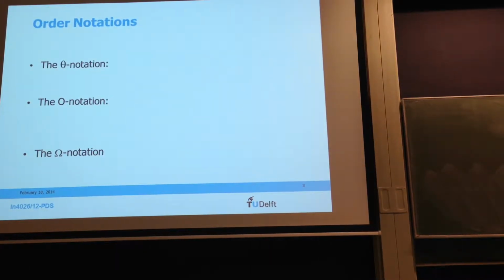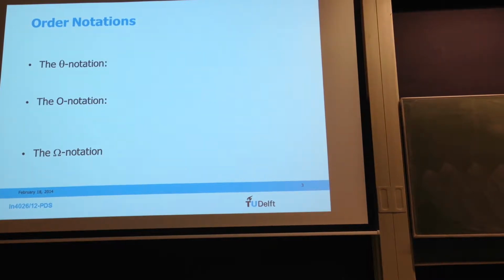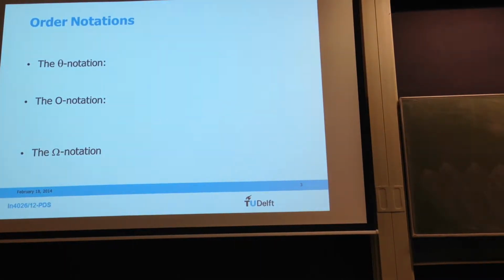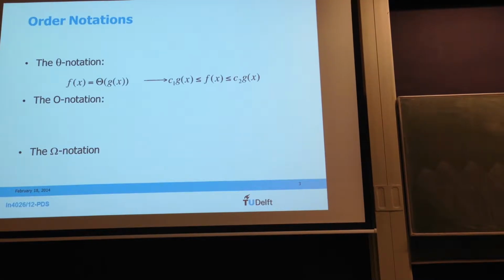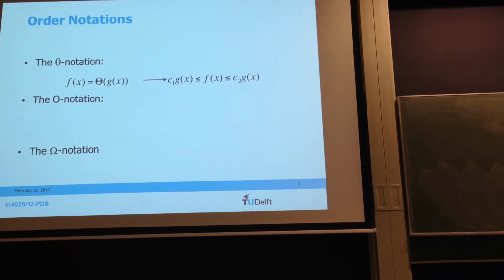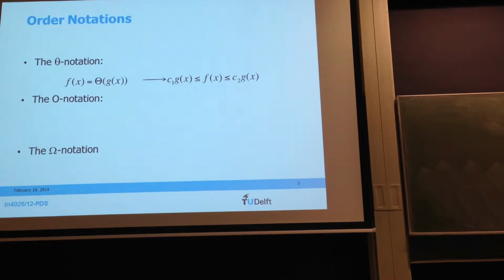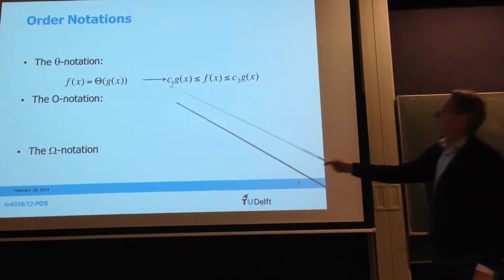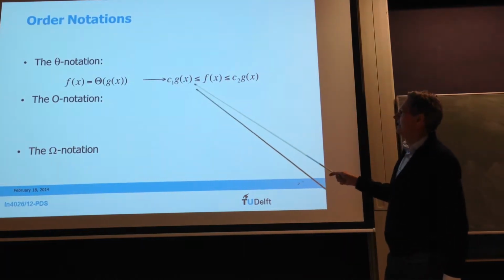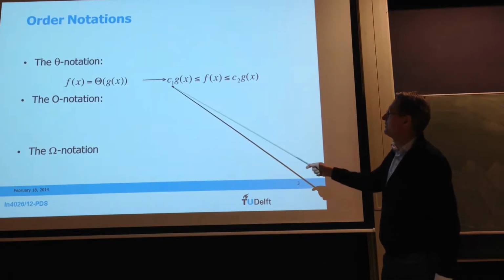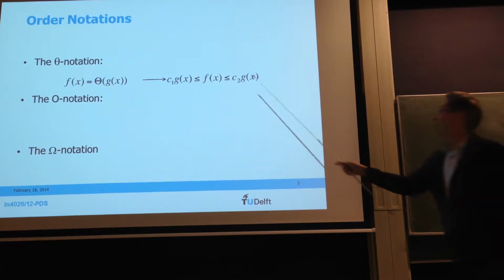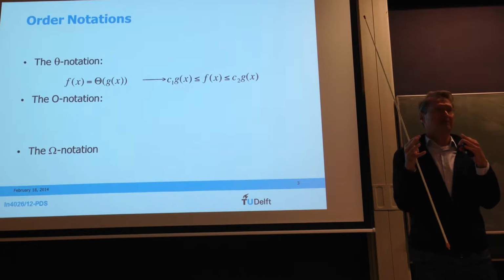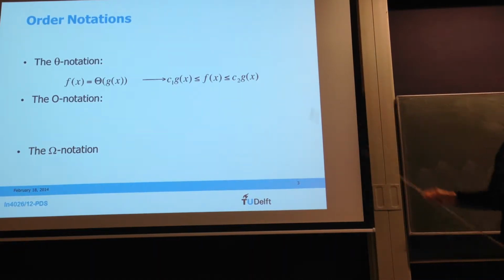We use basically three order notations: the theta notation, the big O notation, and the big omega notation. What they essentially mean is that if I say that a function f is in the order theta of g of x, it means that I can find two enclosing functions g, which are multiplied by constants c1 and c2, where f is always in between, for every value of x larger than an initial value of say x0.